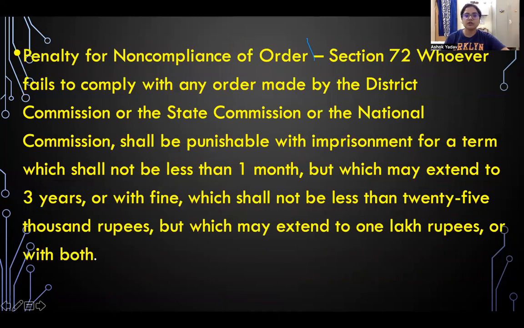Now, penalty for non-compliance of order. Section 72 is the penal provision, which is saying if you do not comply with the order of District Commission, State Commission, or National Commission, then you shall be punishable with imprisonment for a term which shall not be less than 1 month, but which may extend to 3 years, or with fine which shall not be less than 25,000 rupees, which may extend to 1 lakh rupees. So what is the penalty? From 1 month to maximum 3 years, and fine of 25,000 to 1 lakh rupees, right? Or both can be given.